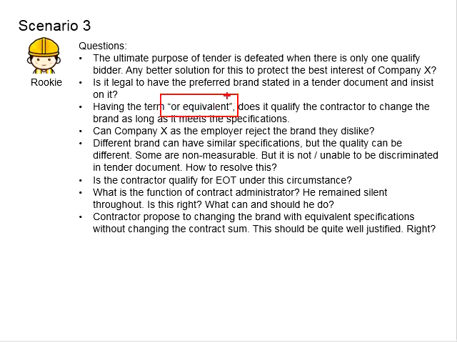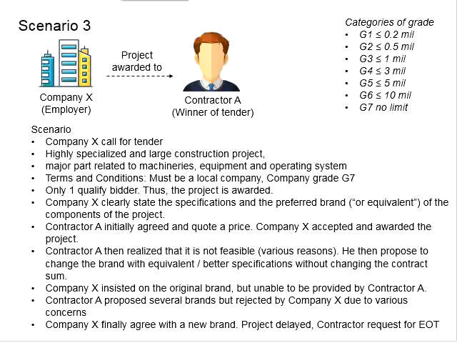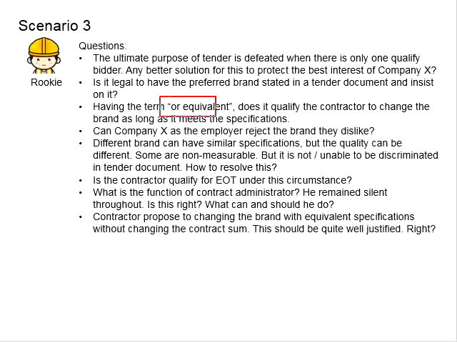And when this term "or equivalent" appears, does it qualify the contractor to change the brand as long as it meets the specification? Probably you don't have any argument if from the start of bidding, the contractor proposes another brand and is the only qualified bidder, and leaves it to Company X to decide whether to accept and award the tender. The problem now is that the contractor initially agreed to provide the preferred brand, which later, due to various reasons, the contractor has to change.